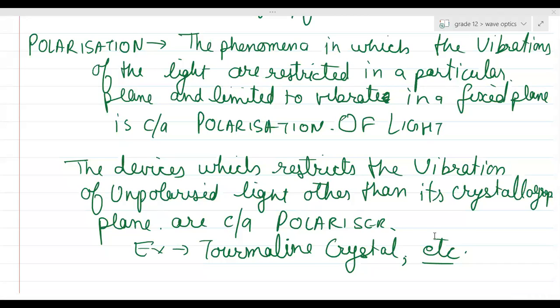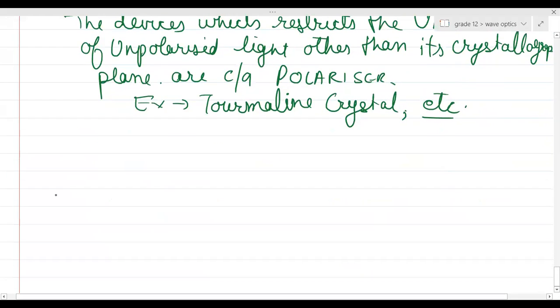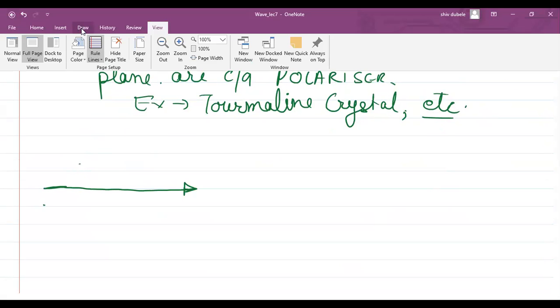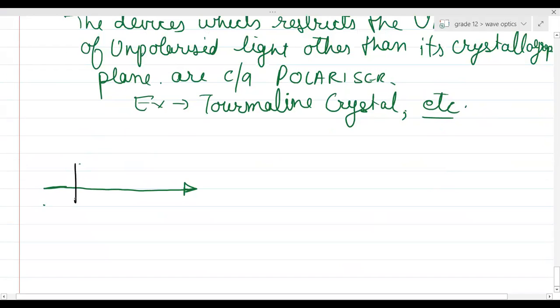So basically these devices are called polarizers. These polarizers have a crystallographic axis. Just for example, suppose I have an unpolarized light, and let's say this is my unpolarized light, and in this unpolarized light the electric field is vibrating like this. Can you see the arrows and the dots? They are together.